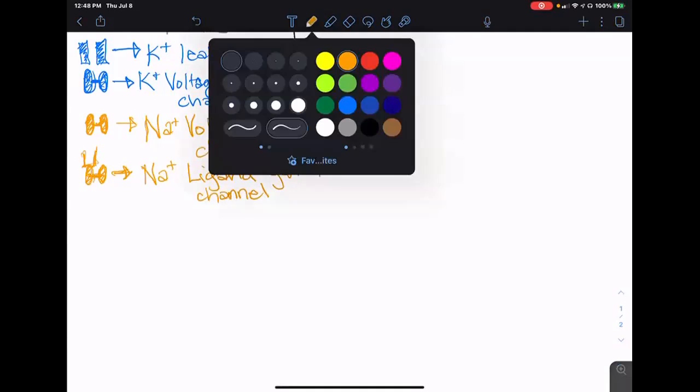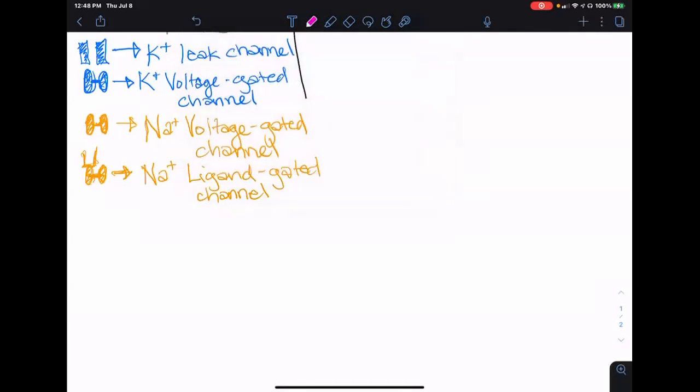Now moving on over to chloride. The only other channel we're going to draw for chloride is going to be a chloride, oh look at that, it's oval shaped. So we already know it's going to be a gated channel. And this one is also a ligand gated channel. It's got a little door up there. This one is a chloride ligand gated channel.